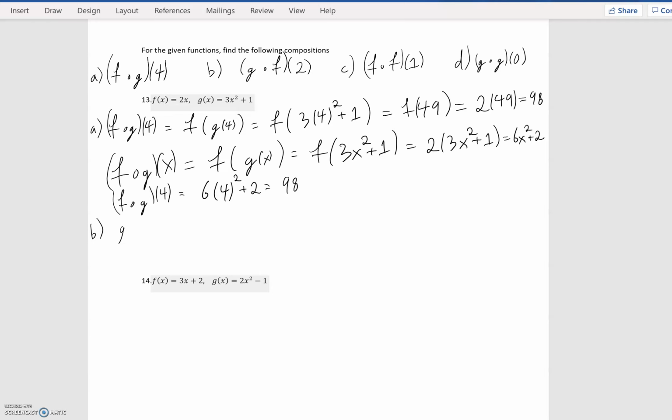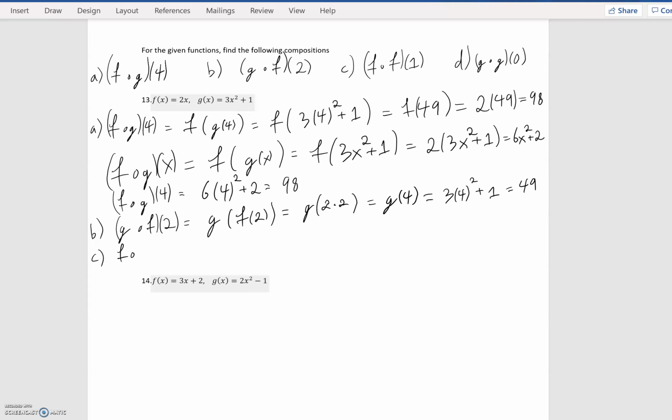g composed with f of 2. So this is g evaluated at f of 2. f of 2 is 2 times 2, which is 4. So this is g evaluated at 4. g evaluated at 4 is going to simplify to 49.